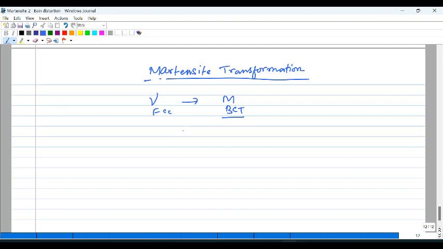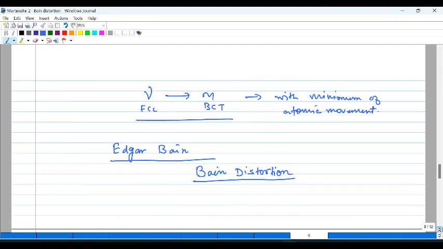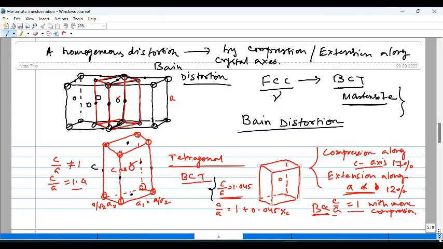And that is through a phenomenon called bend distortion, which will give rise to a tetragonal lattice from the FCC lattice, okay? So if you compress it along the c-axis and extend it along the other two, then you can generate a tetragonal lattice which is pertinent to the Martensite phase. Okay. So this is something that we discussed in the last class.